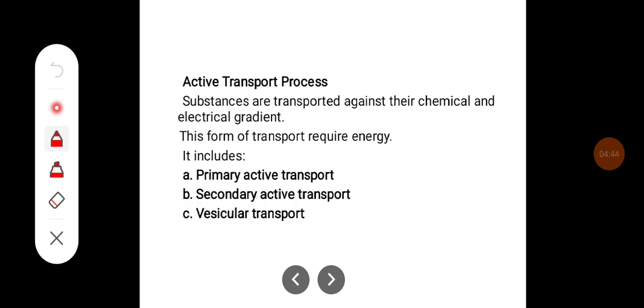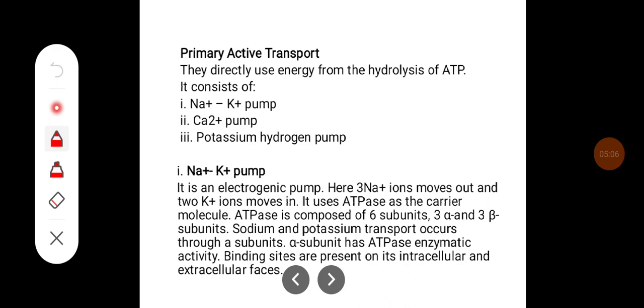Coming to the active process, here the substances are transported against their chemical and electrical gradient. This form of transport requires energy in terms of ATP. The different types of active transport are primary active transport, secondary active transport, and vesicular transport. Primary active transport directly uses energy from the hydrolysis of ATP. Examples include the sodium potassium pump, calcium pump, and potassium hydrogen pump.